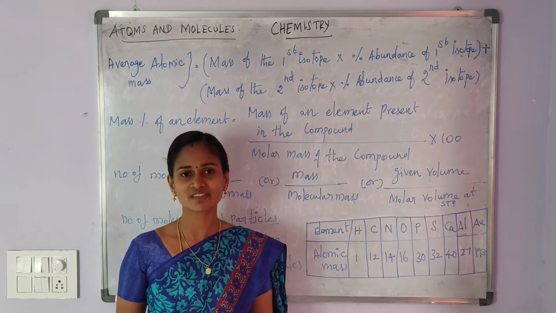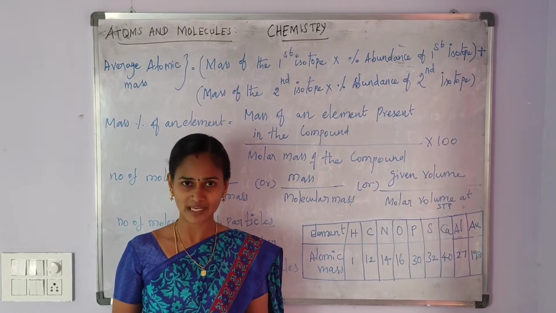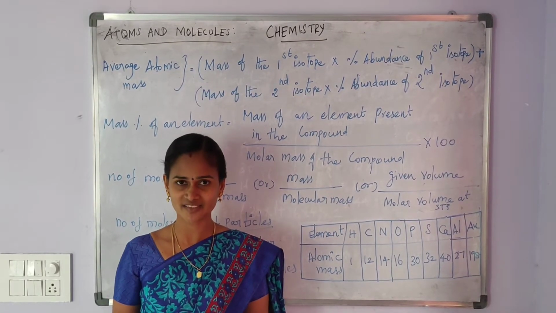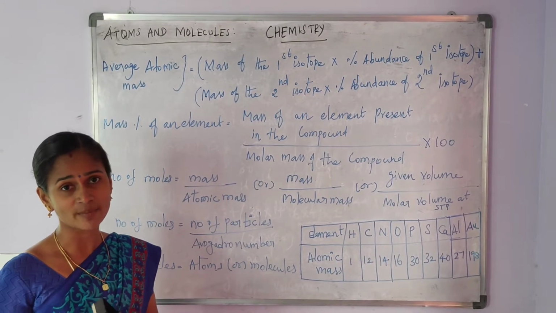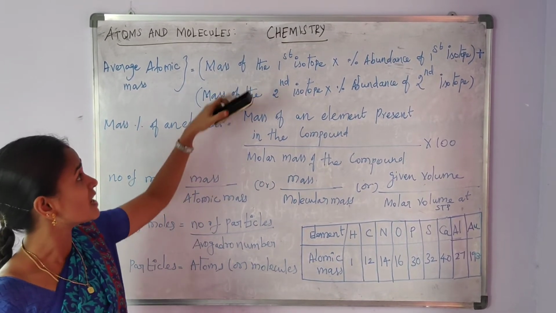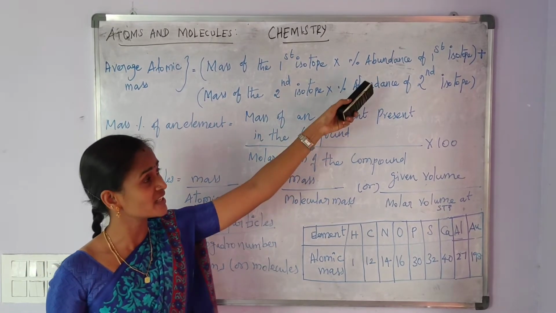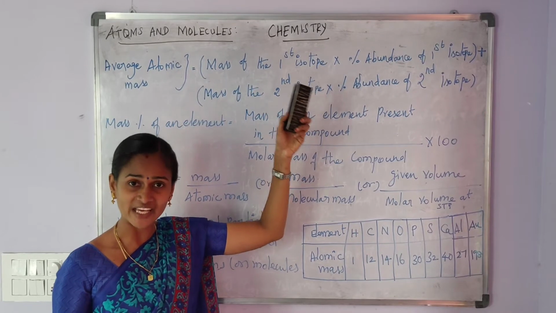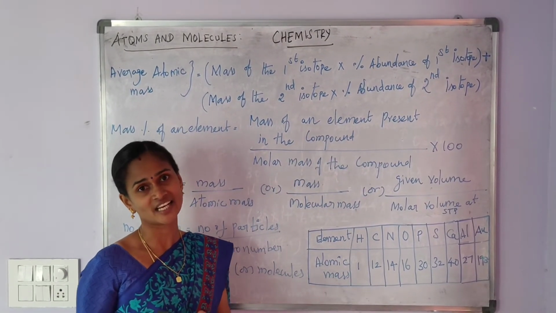In this session we will discuss the solved problems in the lesson atoms and molecules. So first we want to know the formulas in this lesson. The first one is average atomic mass is equal to mass of the first isotope into percentage abundance of the first isotope plus mass of the second isotope into percentage abundance of the second isotope.